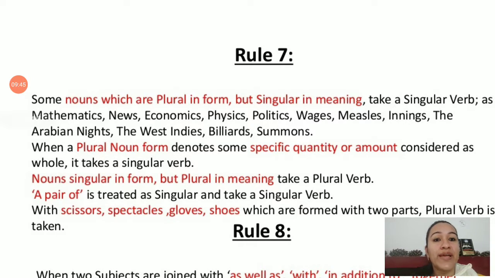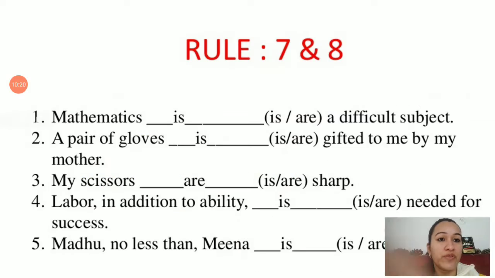When a plural noun form denotes some specific quantity or amount considered as whole, it takes a singular verb. Nouns singular in form but plural in meaning take a plural verb. For example, a pair of scissors is treated as singular. A pair of denim is also treated as singular. Pair of spectacles. Give me a pair of spectacles. Give me a pair of gloves. Because you used a pair of.